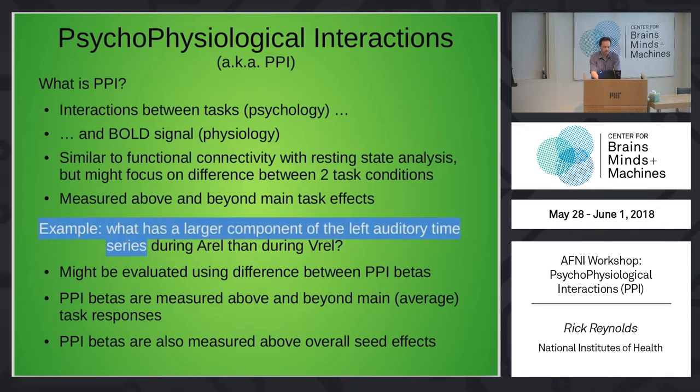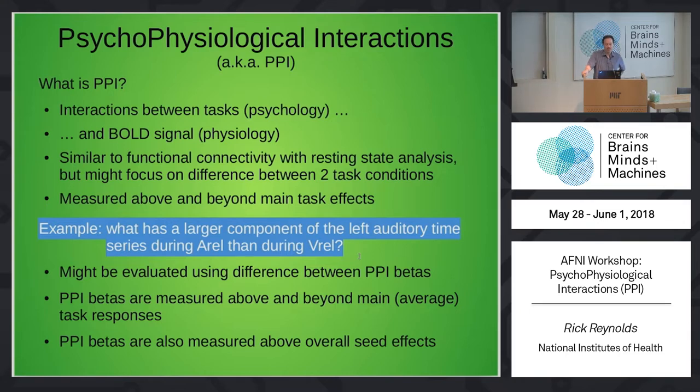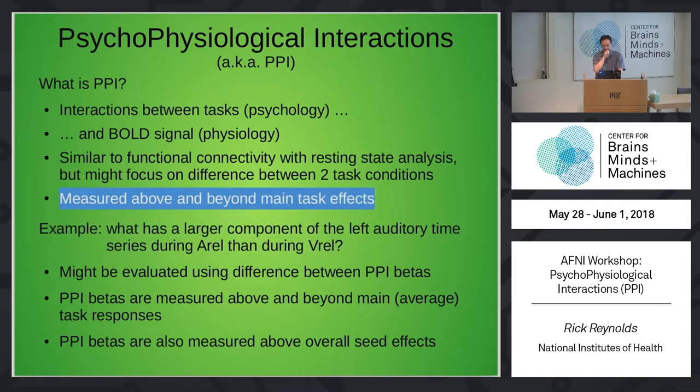An example of what you might be asked here is, what is a larger component of the left auditory time series during the auditory reliable condition as opposed to the visual reliable condition? So if you make a time series in the left auditory area somewhere, or an ROI average, or just take a seed, you make that time series. That's the physiology aspect of this. And then you want to see, for every other location in the brain, what has a larger or smaller component of this time series. How does the contribution of that time series vary among my tasks? And here, say, among the auditory and visual reliable tasks. We like to measure this above and beyond the main task effects.